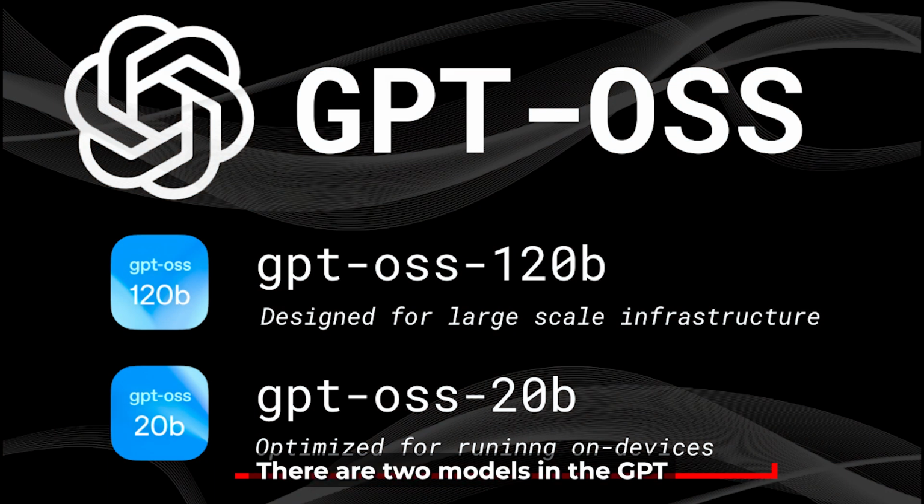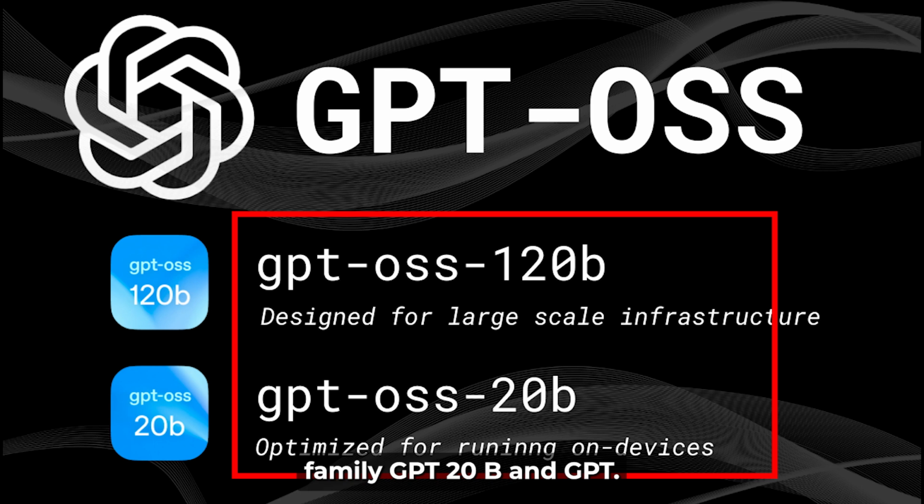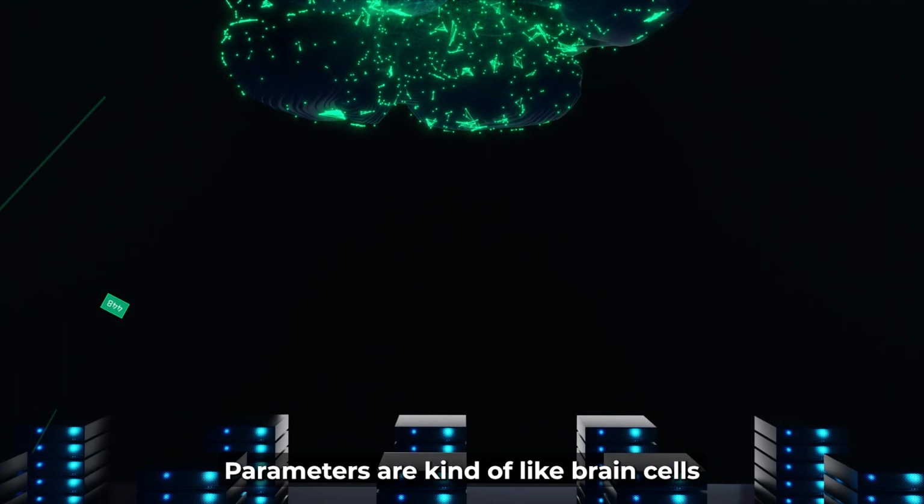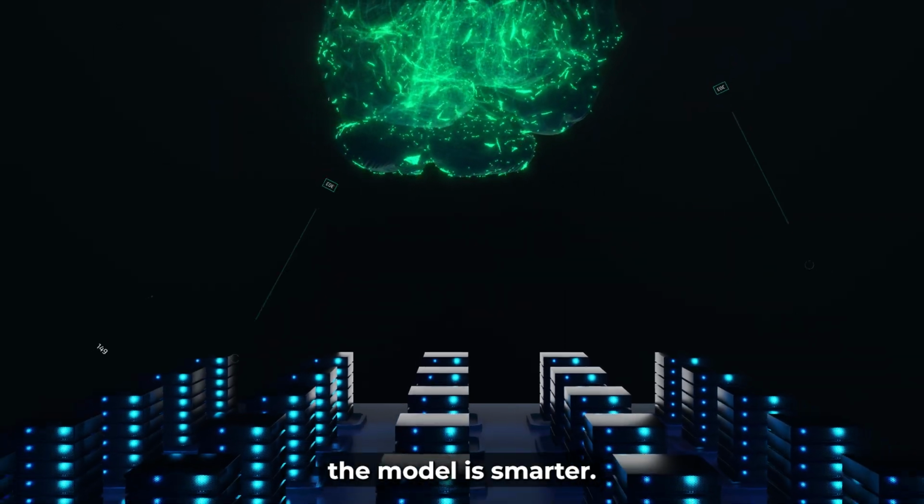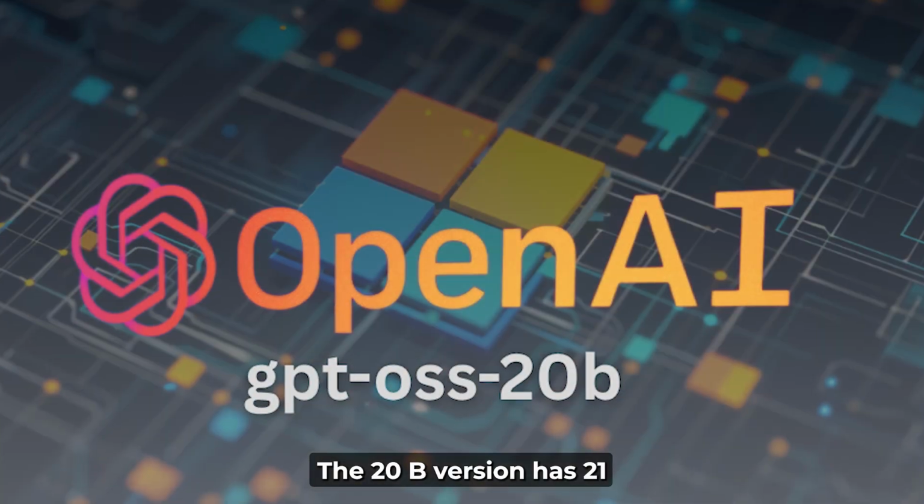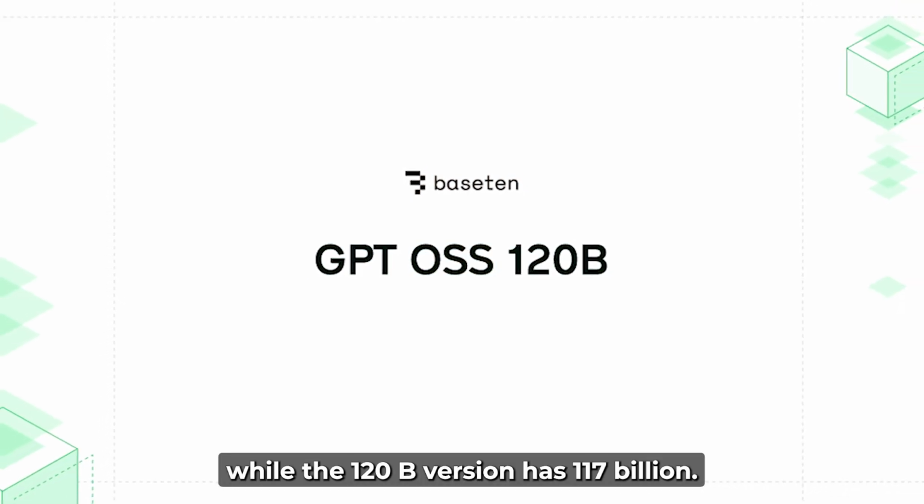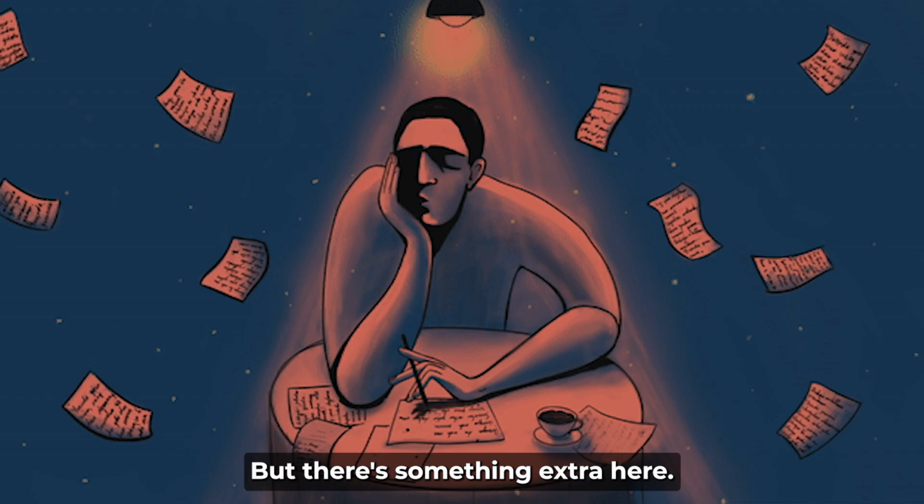There are two models in the GPT-OSS family, GPT-OSS 20B and GPT-OSS 120B. The names show how many parameters each model has. Parameters are kind of like brain cells in AI. More of them usually means the model is smarter. The 20B version has 21 billion parameters, while the 120B version has 117 billion. But there's something extra here.